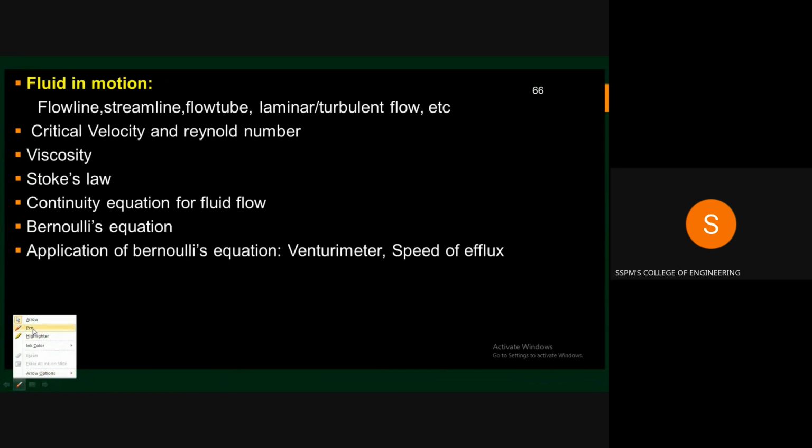And the last point in the mechanical properties of the fluid is about fluid in motion. In that we will study different flow visualization methods: flow line, streamline, flow tube. Then the difference between laminar flow and turbulent flow. Then we have the equation for the critical velocity and the Reynolds number. Then we will discuss the property viscosity, and there is one equation which is called Newton's law of viscosity.